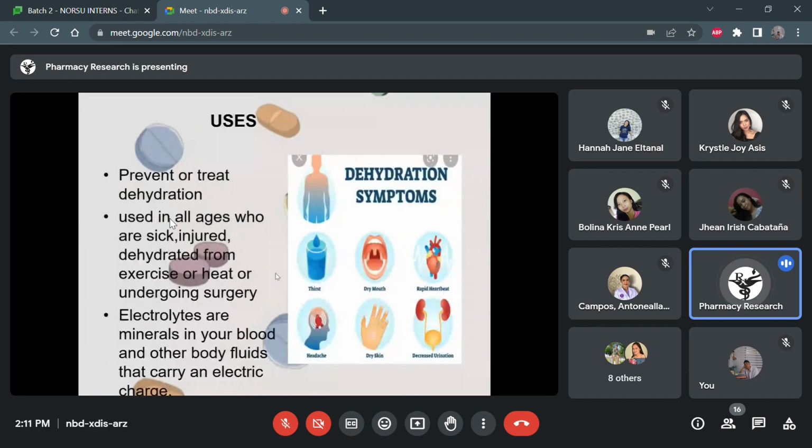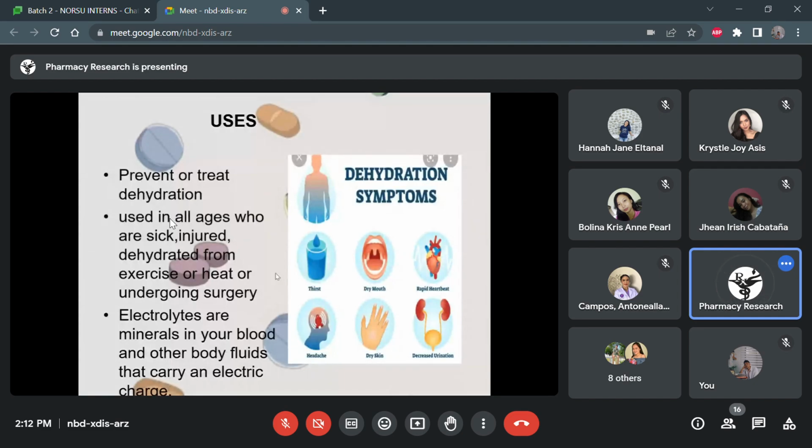So the uses of IV fluids: it is to prevent or treat dehydration. As you can see in the picture, these are the symptoms of dehydration: thirst, dry mouth, rapid heartbeat, headache, dry skin, and decreased urination. IV fluids are used in all ages who are sick, injured, dehydrated from exercise or heat, or undergoing surgery.